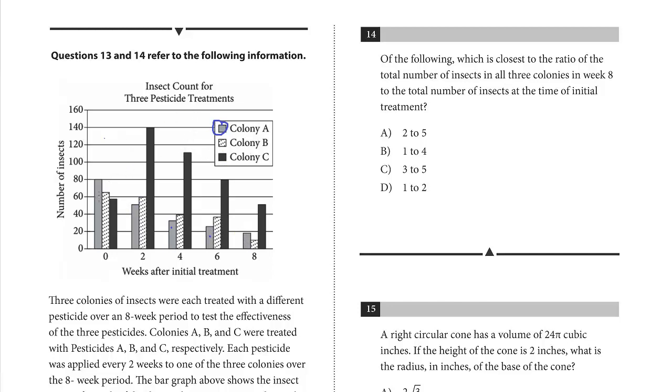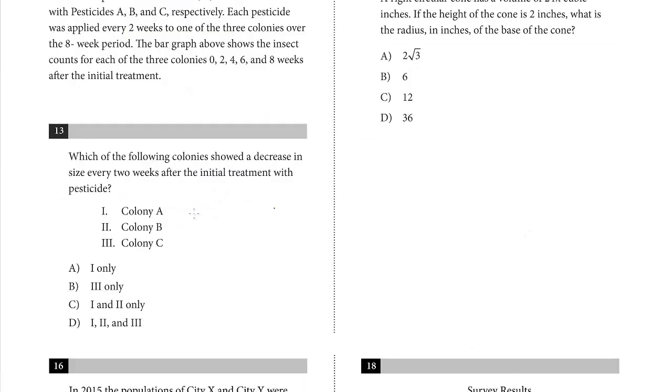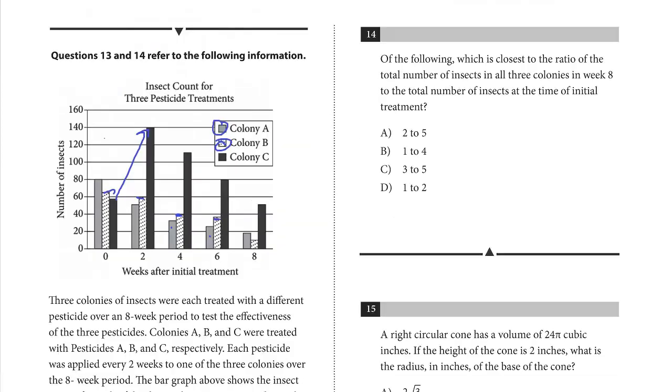And colony B, it's here, went down, down a little bit. Yes, so B works as well. And C, we see right away from here, this went way up after the 2 weeks. So it's just A and B for this one. It is 1 and 2, choice C.